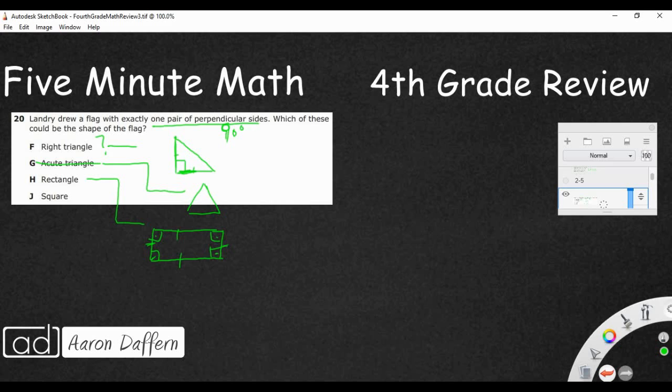And then same with square. Rectangles and squares are going to be the same in this respect. A rectangle is simply a stretched out square. So there's too many pairs. And so we're going to say no on this. So our answer is going to be F, right triangle. It only has one pair of perpendicular sides that make up that 90-degree angle.